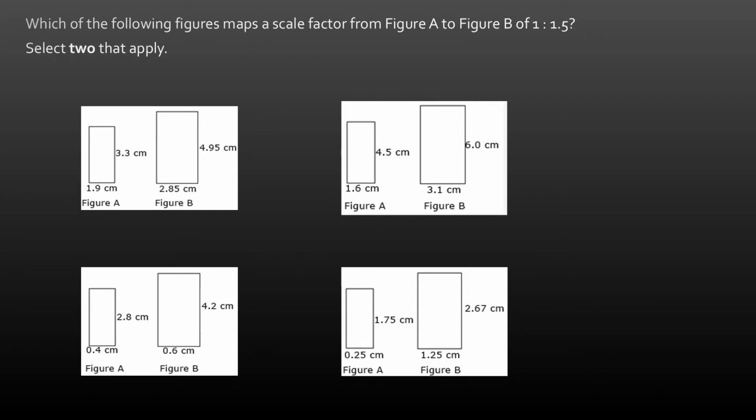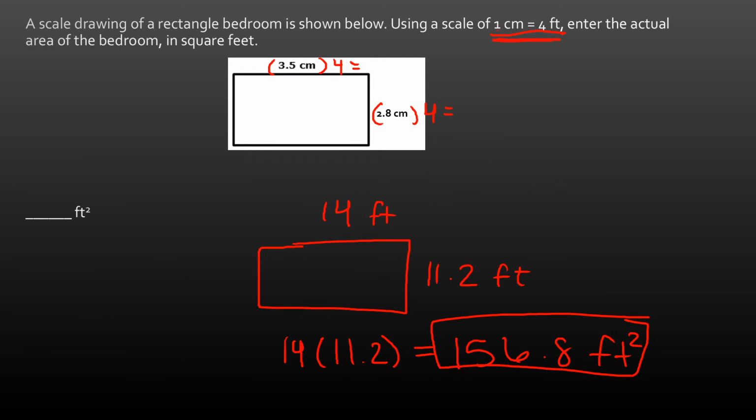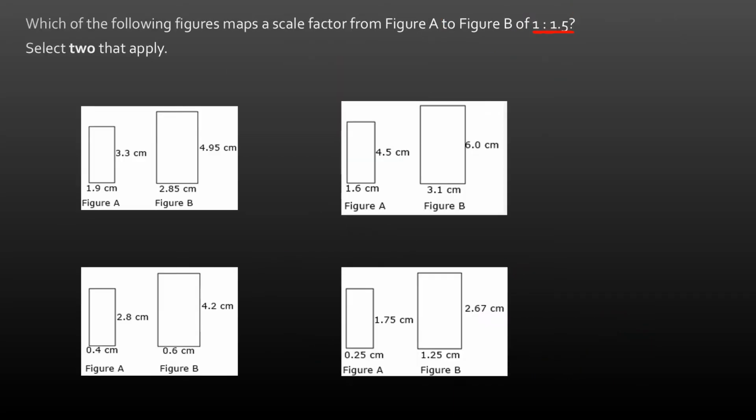And our next question says, which of the following figures maps a scale factor from figure A to figure B of 1 to 1.5? Select two that apply. So on this one, we want to do something similar to what we did before. Notice here we have this scale factor of 1 to 1.5. On this last problem, we had a scale factor of 1 to 4. So I took all of my sides and multiplied it by this 4 here. We're going to do the same exact thing, and we're going to take all the sides on figure A and multiply it by 1.5. And what we're looking for is to see if we get these dimensions on figure B when we multiply it.